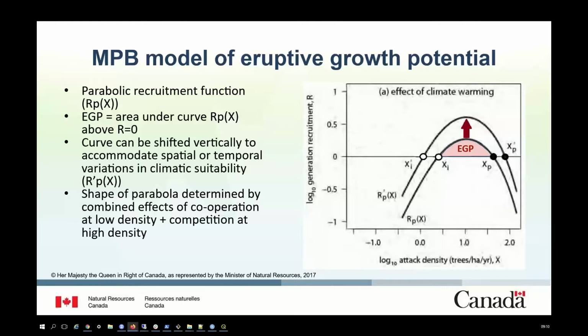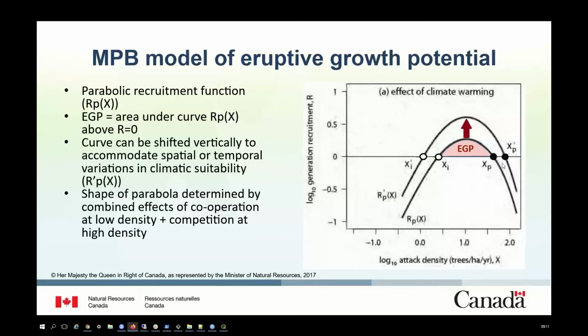Eruptive growth potential I am defining as the area between the recruitment curve, which in this case is shown as a parabola, and the R equals 0 replacement line, where mountain pine beetle populations do not grow. So this shaded pink area is labeled EGP. That's the eruptive growth potential of a population. The trick in invasion ecology is figuring out the shape of this curve, because the shape of this curve determines how much eruptive growth potential you have. The further left the unstable equilibrium point, the quicker an outbreak is to start, and the further right the stable epidemic equilibrium point, the larger an outbreak grows to. And the higher this curve, the faster it goes from the incipient stage at I to the epidemic stage at P.